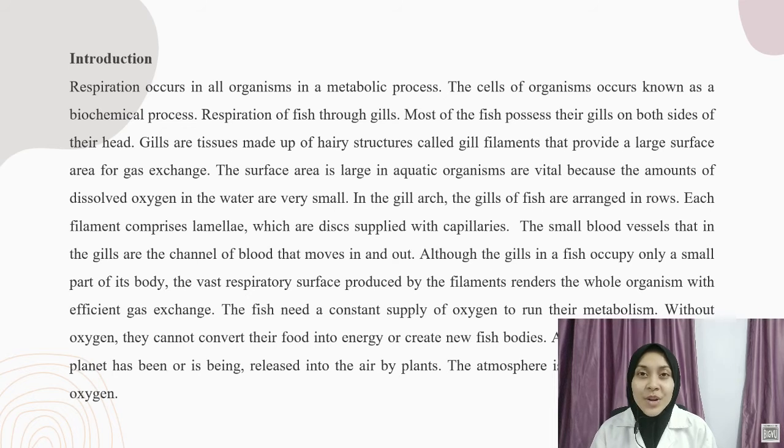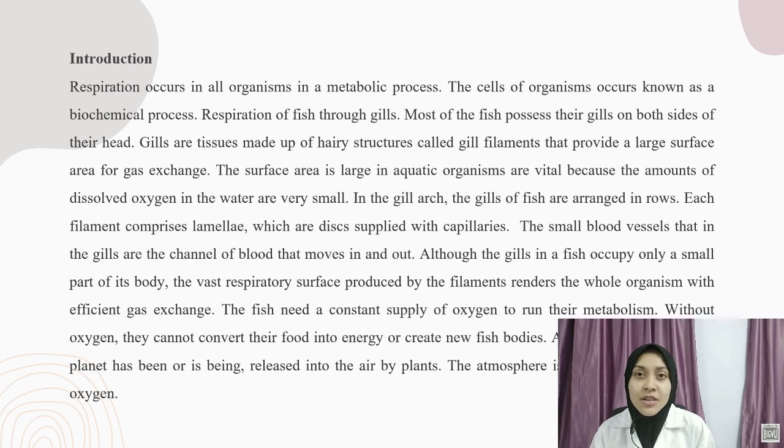Each filament comprises lamellae, which are supplied with capillaries. The small blood vessels in the gills are the channels of blood that move in and out. Although the gills in a fish occupy only a small part of the body, the vast respiratory surface produced by the filaments renders the whole organism with efficient gas exchange.